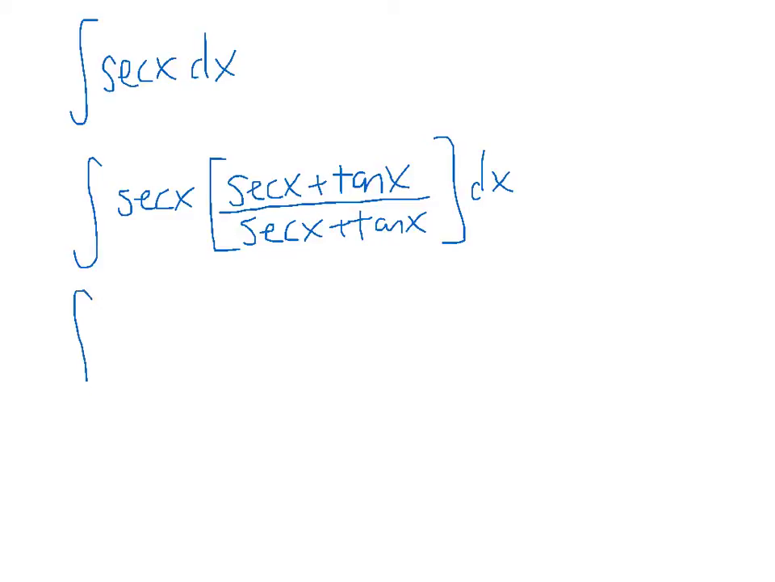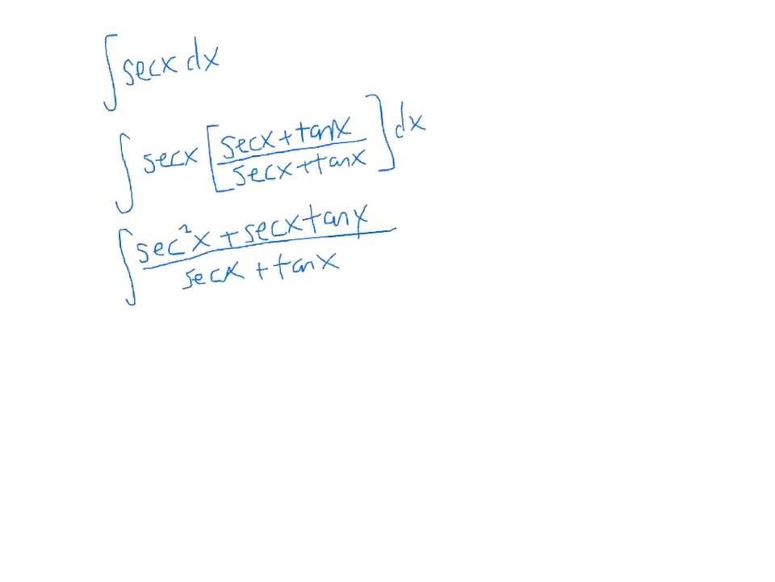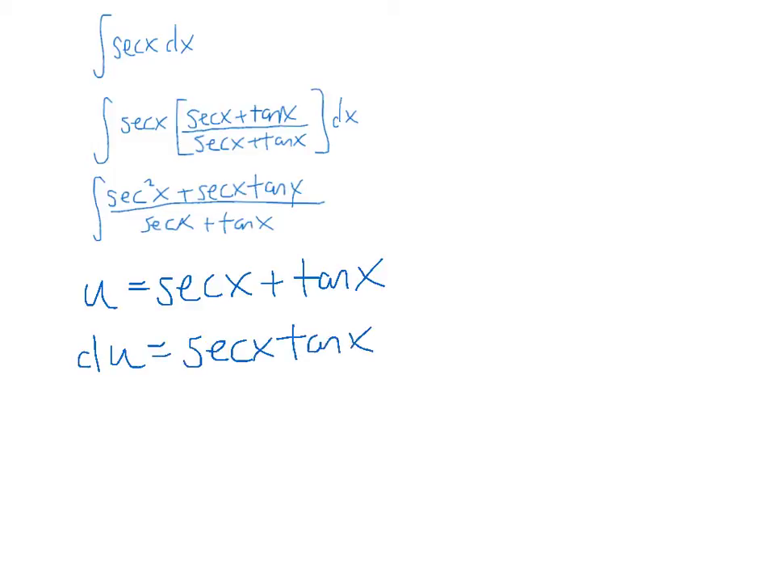Well, let's distribute and then watch what happens here. So we'll have secant squared x plus secant x tangent x, all over secant x plus tangent x. Now what this allows us to do is some nice substitution. If we do a u substitution and we let u equal secant x plus tangent x, then du is going to be secant x tangent x plus secant squared x.